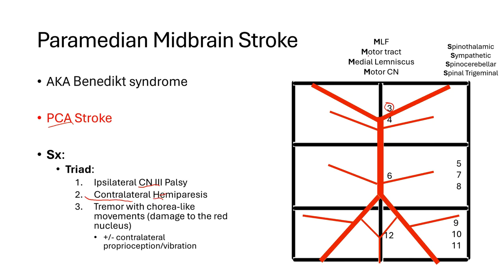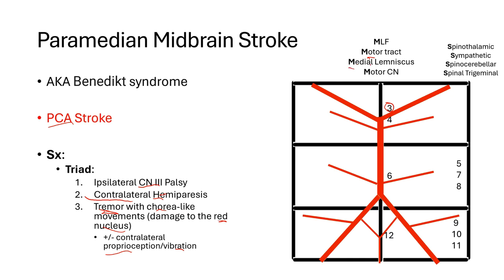Why do we get that? Because we have damage to our motor tract. We also get a unique finding with Benedikt syndrome. This is because we have damage to something known as the red nucleus. In this case, you have a tremor with abnormal movements, or chorea. If you remember, like Huntington's disease, these will be abnormal, very drastic, sharp movements. Almost like your arm is just randomly going to punch the wall. That's the best way I can describe it. You may or may not also get contralateral proprioception and vibration changes due to damage to the medial lemniscus.